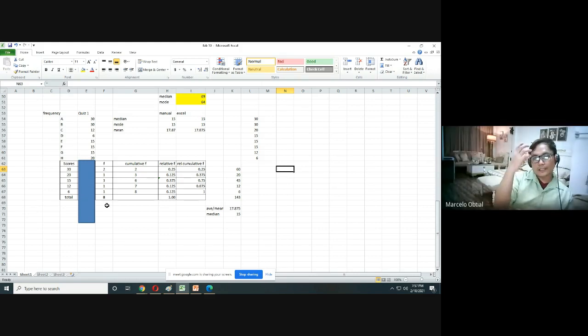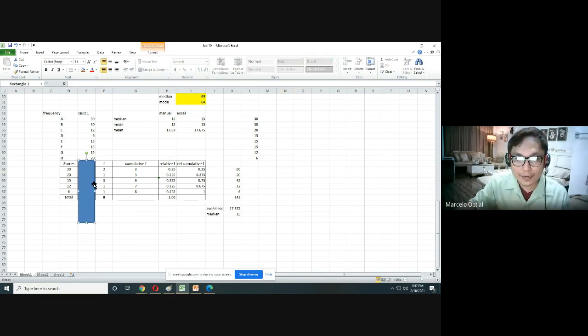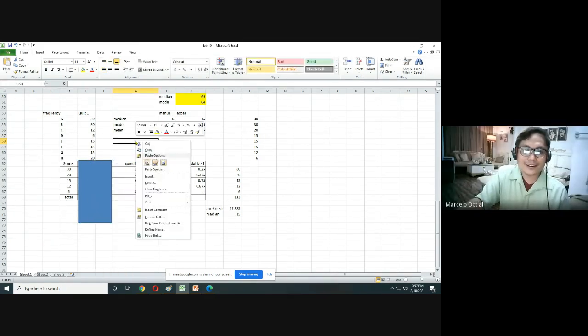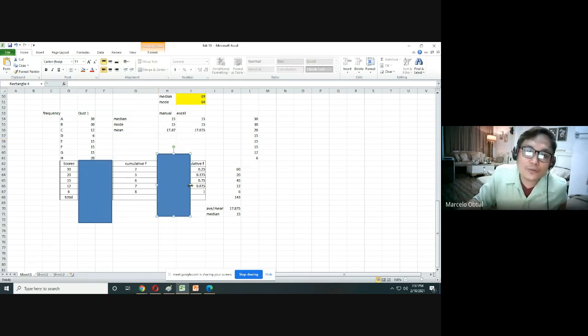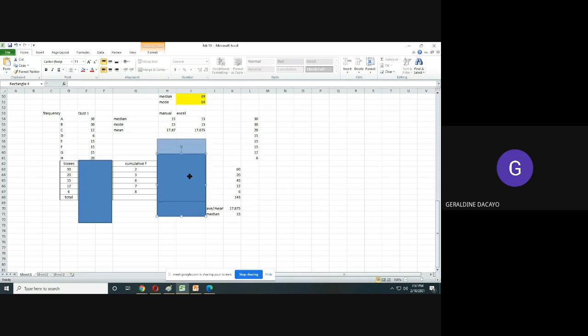We need to visualize kung nasaan yung ika-fourth at ika-fifth na place. Which is yung 15 pa rin siya, no? Okay? So, kapag tinabunan ko ito, class, ito lang yung given. For example, class, cumulative frequency yung given. Can you still answer for the... Ay, di pa pala tapos, no?